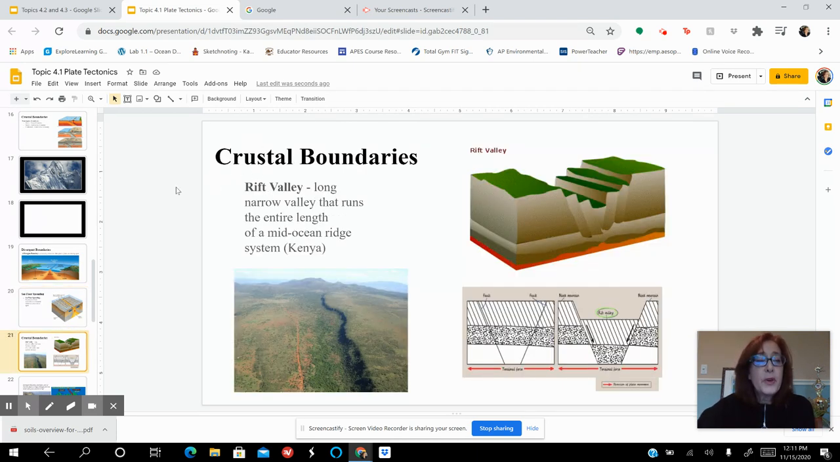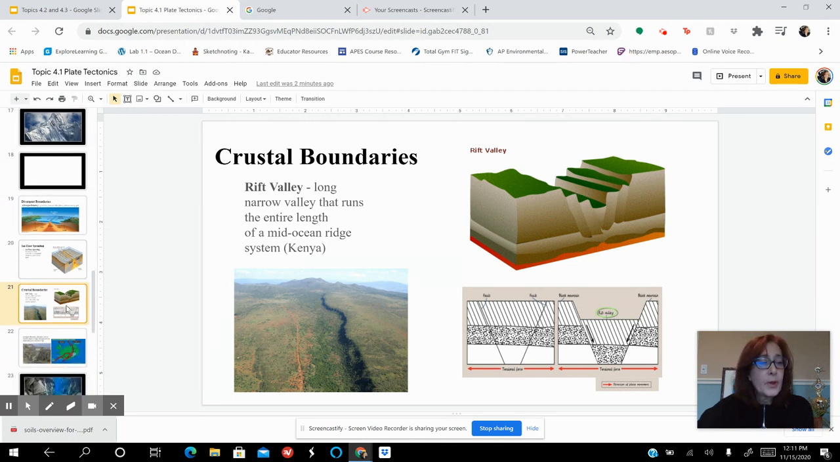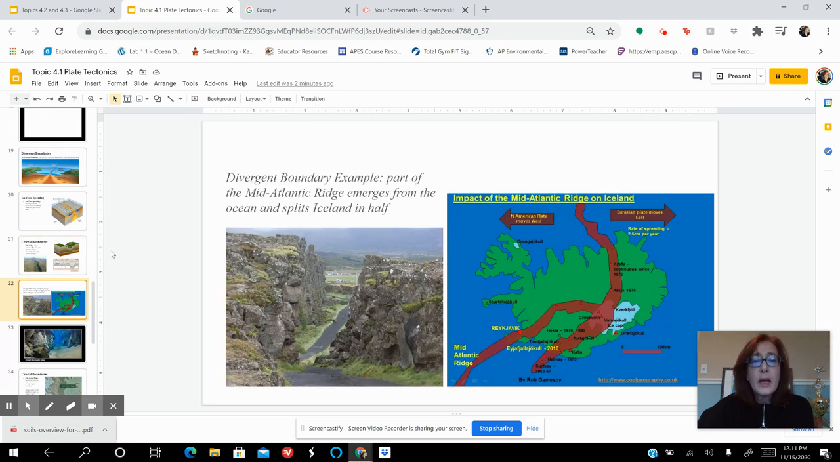So this kind of divergent boundary creates rift valleys, which are long, narrow valleys that run the entire length of a mid-ocean ridge. This is what a rift valley looks like, and this is actually how it happens. So it just slides down. So that causes that rift valley to be created.